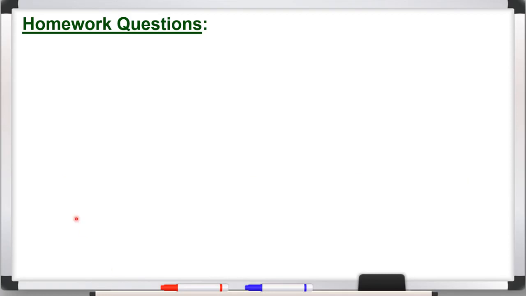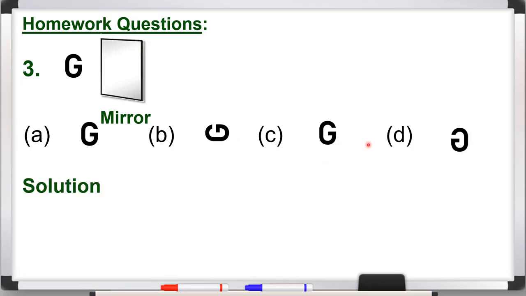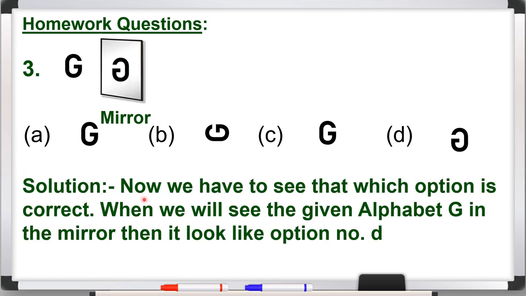Now question number 3. In this it is given alphabet G, and here is the mirror. Now see what the options are. In A like this, in B like this, in C like this and in D like this. So now we will do its solution. We have to see which option is correct when we see the given alphabet G in the mirror. Then it will look like option number D.